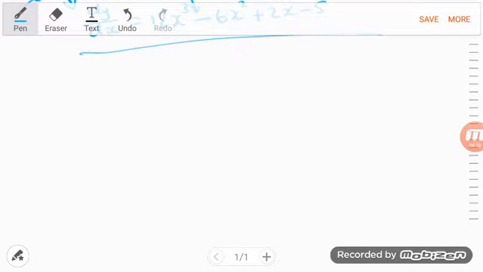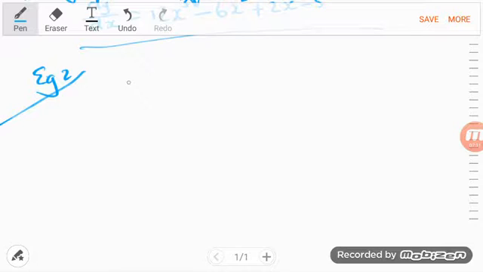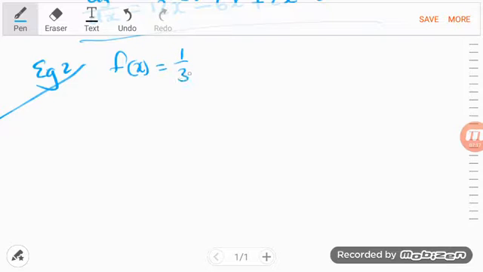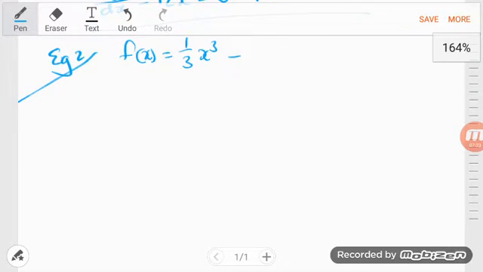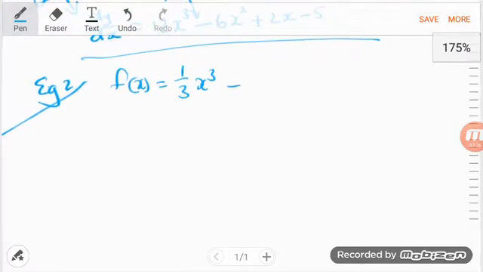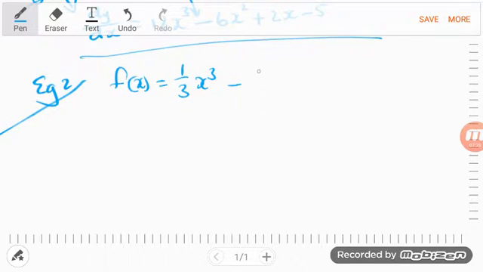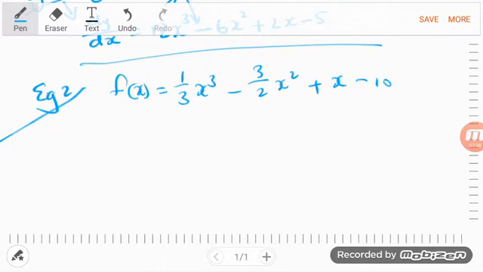One more example. Let's do fractions. Okay, say we've got some function f of x is equal to 1/3 x cubed minus 3/2 x squared plus x minus 100. Okay, f dash of x.